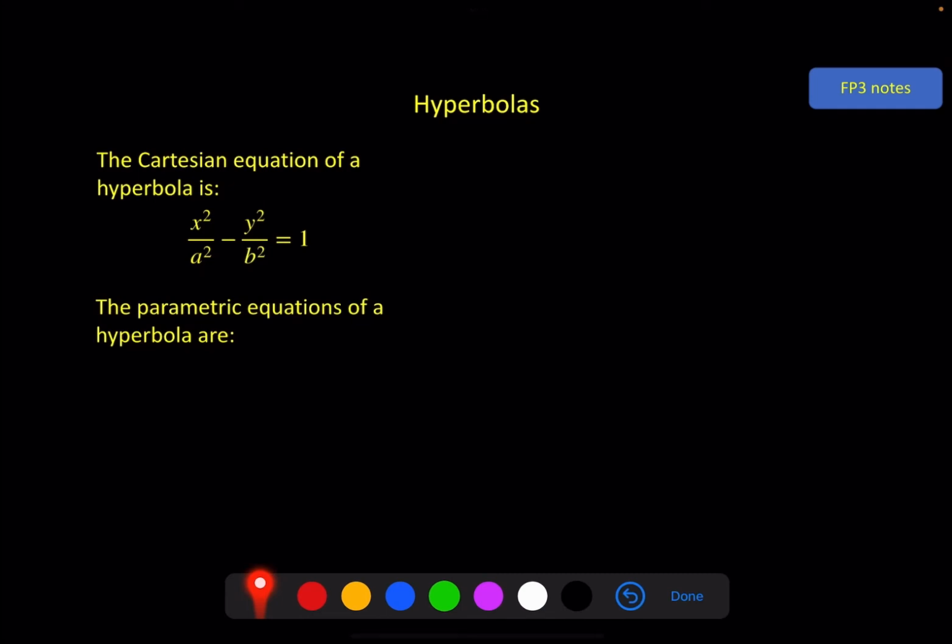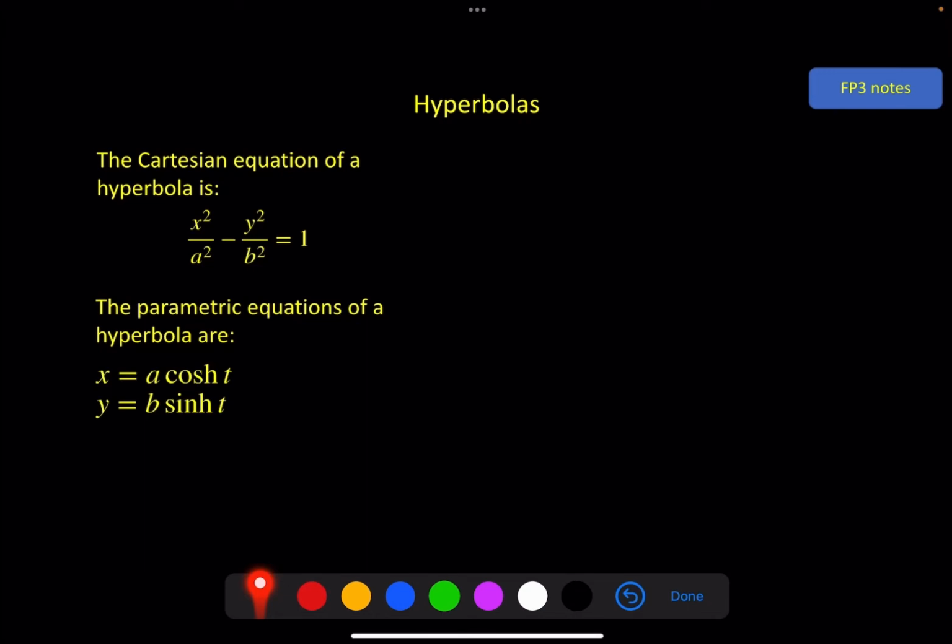Parametric equations for a hyperbola. Very similar again, we're going to use the a with the x term and the b with the y term, but in order to choose trigonometric functions that will make this correct, we need a something squared minus something squared equals 1. So we can't use sine and cosine anymore, because sine squared minus cosine squared, or cosine squared minus sine squared, does not equal 1. And we have two options here.